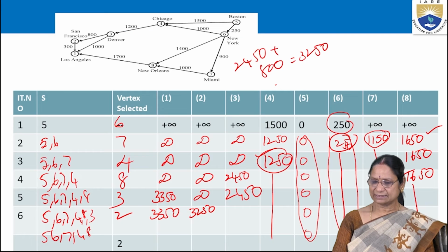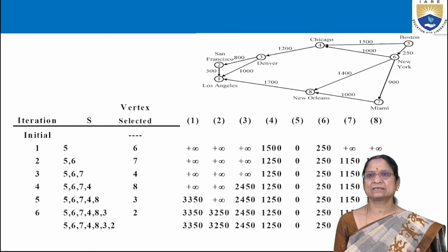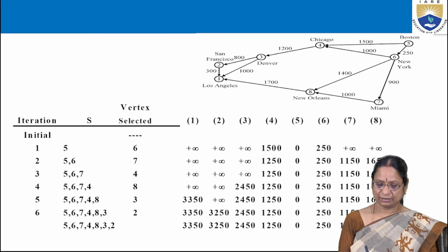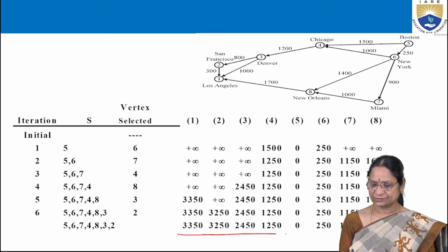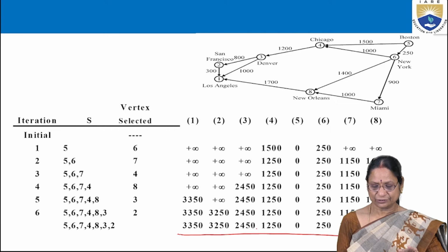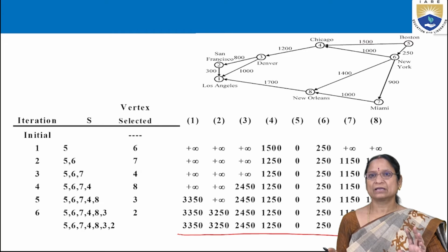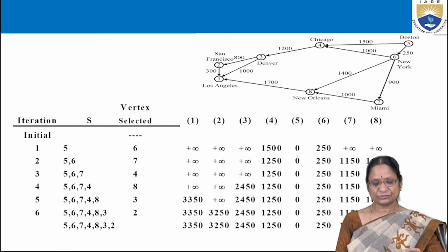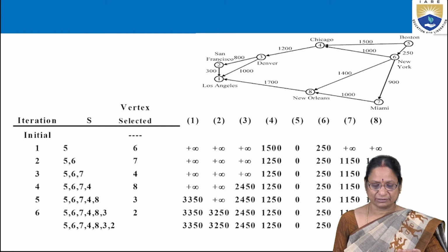So this was a solved example, taken from the textbook as it is. The calculation was explained to us. This is the way we can calculate. Now by the end of the last iteration, whatever the values are there, these are all shortest distances from the source 5. 5 to 1 is 3350, 5 to 2 is 3250, 5 to 3 is 2450 and so on and so forth. And at each process, the order was given, no? So in that particular order, we can consider the path.